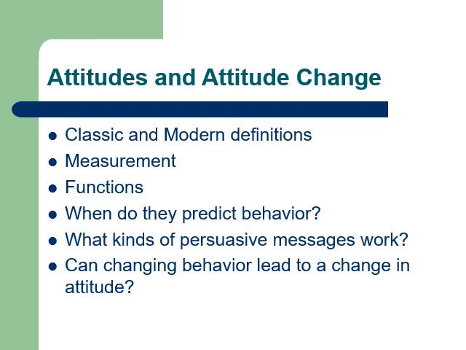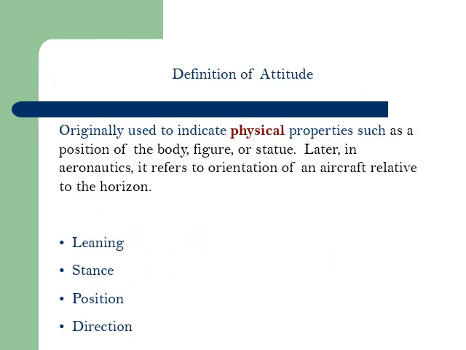Okay, let's start off with definitions. Originally, the word attitude was not a psychological construct. It didn't have any psychological meaning. It was originally used to indicate direction. For example, the position of a body, figure, or statue. If it is at an upward angle, it has an upward attitude. If it has a downward angle, we would say it has a downward attitude.